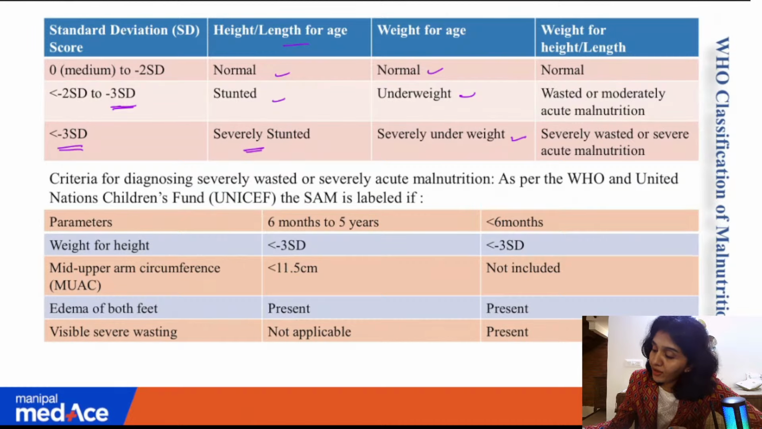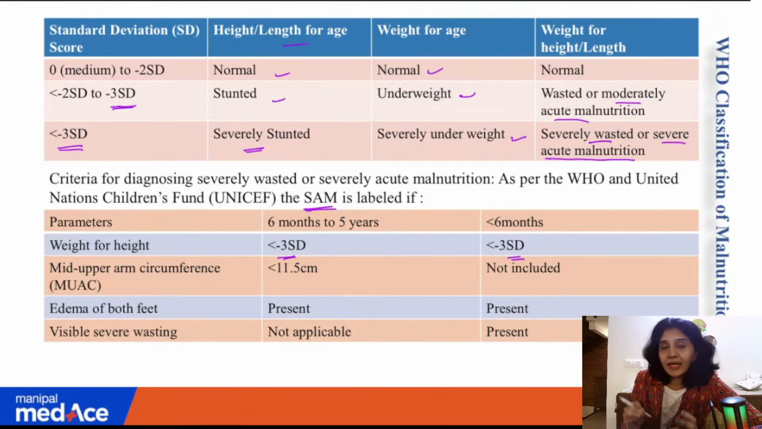Okay, but if you take weight for height, 0 to -2 is normal, -2 to -3 is wasted or moderate acute malnutrition. So this was also there in the options, right, in the question. Less than -3 is severely wasted or severe acute malnutrition. SAM criteria, right? SAM is severe acute malnutrition. So again, if you look at the SAM criteria, which is very, very important, 6 months to 5 years and less than 6 months, it is different. Weight for height is the same, less than -3 standard deviation in both the categories, that is 6 months to 5 years and less than 6 months.